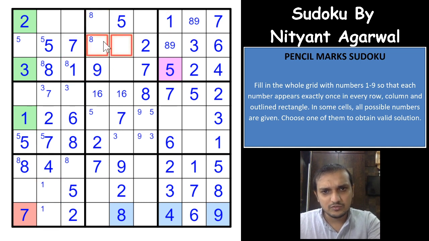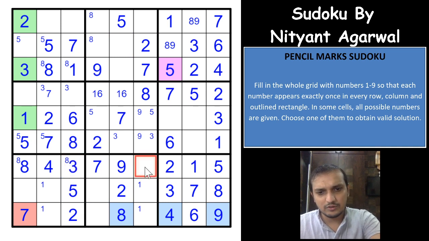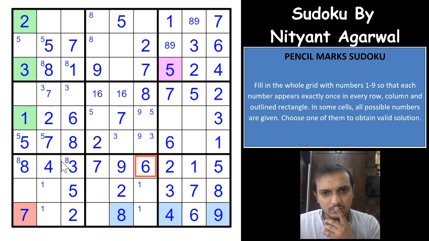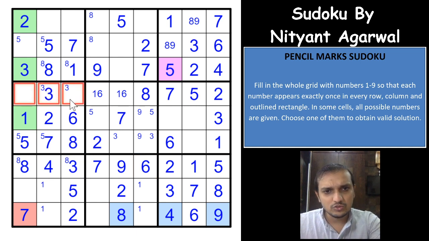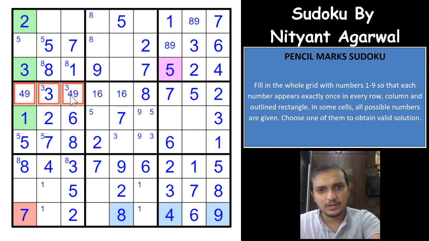That gives you 1 in one of these two cells. So 1 is eliminated from here, and 1 would have to be in one of these two cells. Okay. And these two cells are 3 and 6, right? So this would have to be 3, this would have to be 6. This 3 gives you a 3 here, and these two cells are 4 and 9, right? So 4 and 9 pencil mark here.